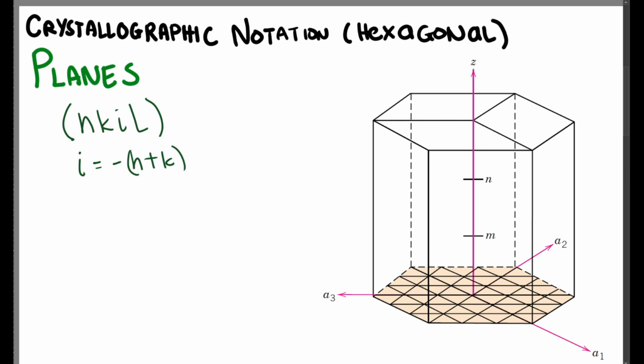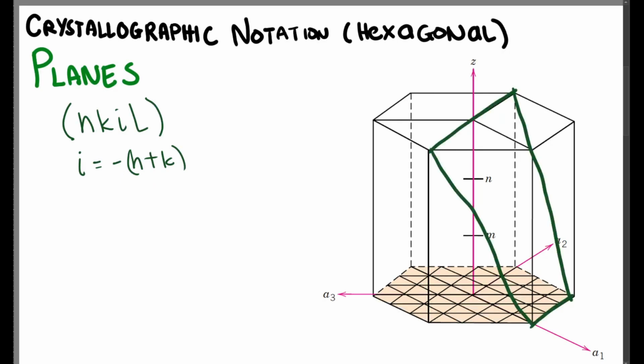To illustrate this, let's look at an example. Let's say we want to index this plane. Let's denote this plane as plane Q. To get this plane, we just follow the same rules that we did for our planes in the 3-coordinate axis system, or the Miller index. First we look if the origin intersects this plane. It does not, so there's no need to move our origin. Then we get the intercepts with respect to A1, A2, and Z. So we ignore A3 for now.